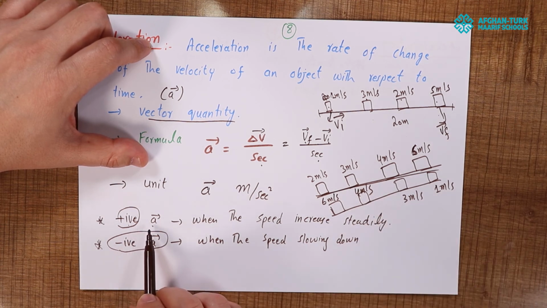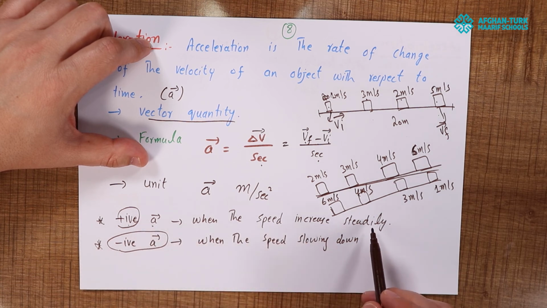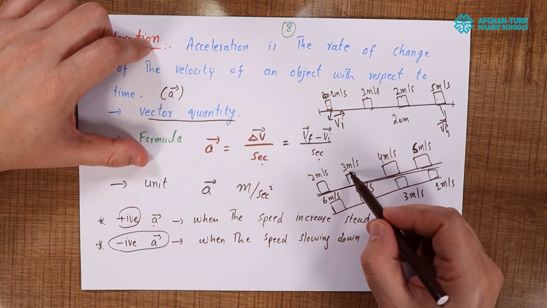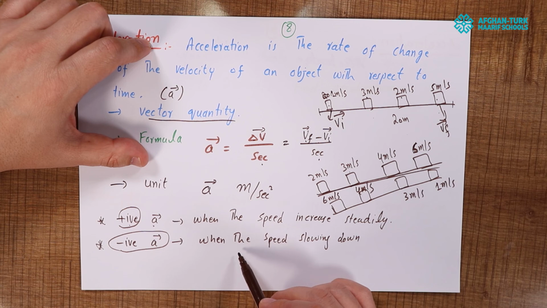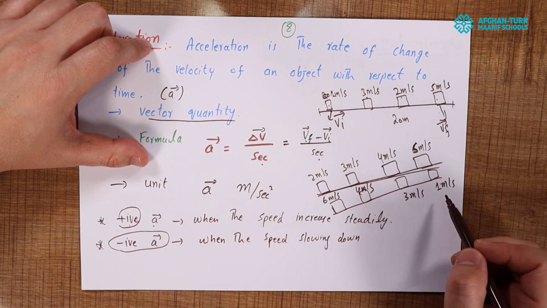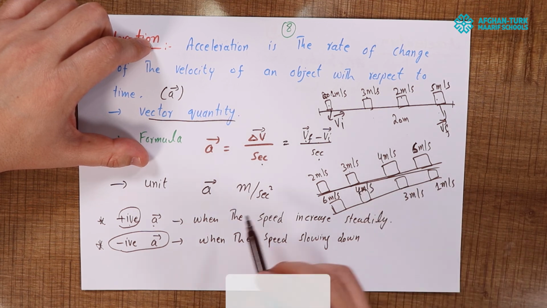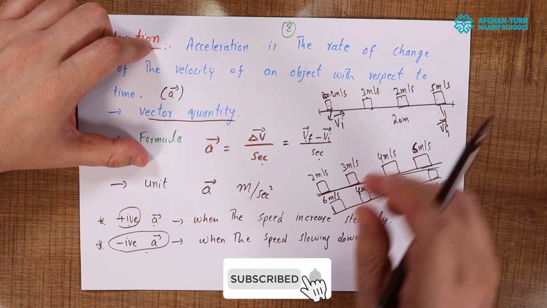Here I also wrote in the definition: positive acceleration is when the speed increases steadily, like this one, step by step the speed is increased. And negative acceleration is when the speed is slowing down, step by step the speed or velocity is slowing down. So increasing speed is called positive acceleration and decreasing speed is called negative acceleration.